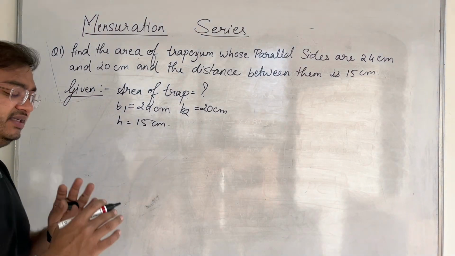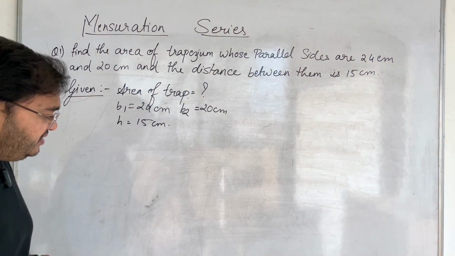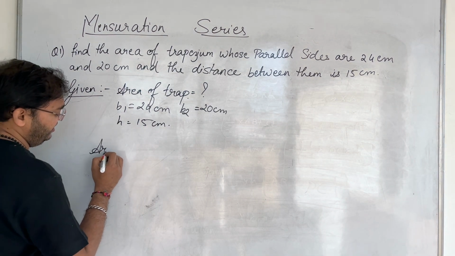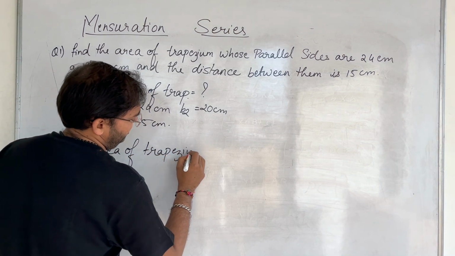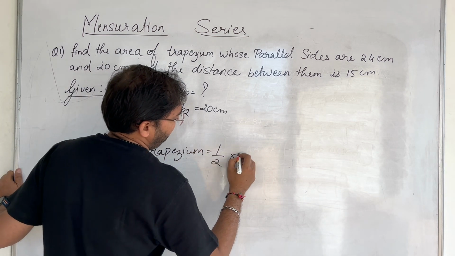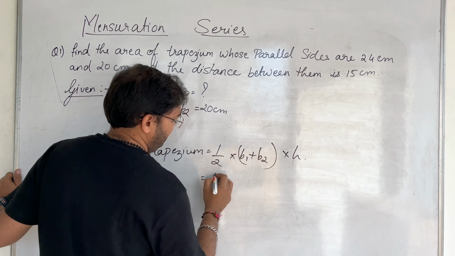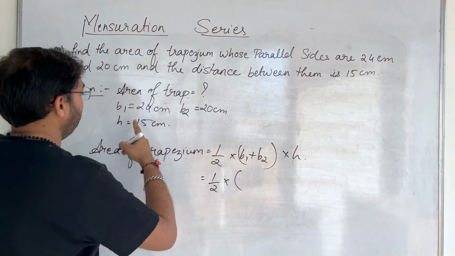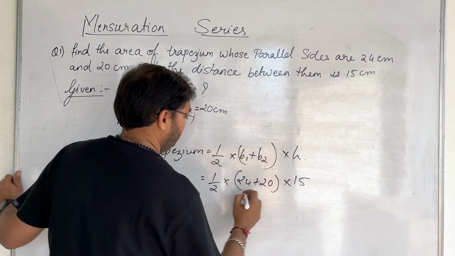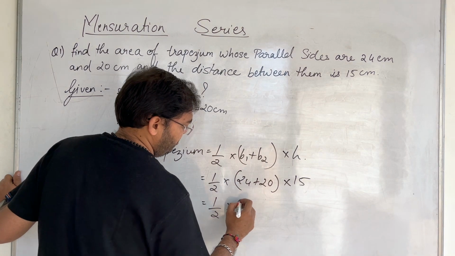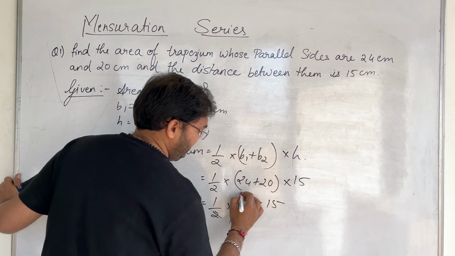This question becomes damn easy for you if you have understood the concept of how the area of a trapezium has been derived. So let's write that the area of the trapezium equals half into base 1 plus base 2 into height. Half as it is. What's my B1? 24 plus 20 into 15. That means half into 44 into 15. 2 ones are 2, 2 twos are 22.